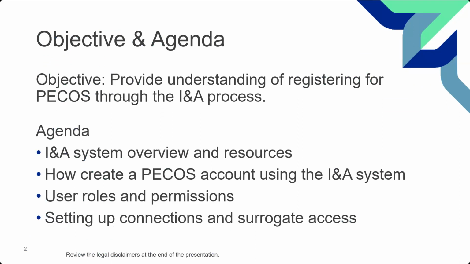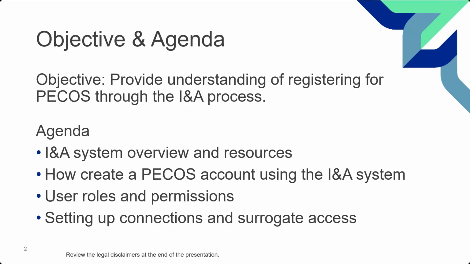We're going to go through some I&A system overview basics and some resources that are available to you to help you with that. Those resources are going to include a user guide and actually an FAQ that'll help you through a lot of the most common scenarios. We are going to walk you through how to create a PECOS account using that I&A system. And while I can't, for security purposes, go through the live system, I do have demos that I built in through screenshots that will take you step by step through that.